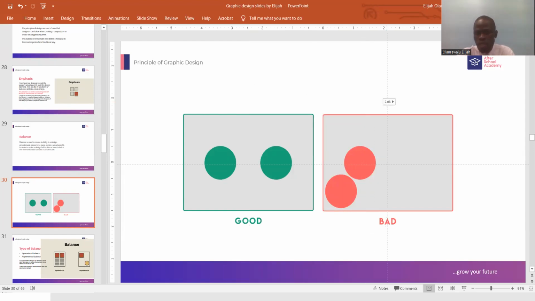But look at this one now. You divide it into two. You see that there is nothing on the other side. So meaning that this one does not balance. It's only the first one that is balanced, right?